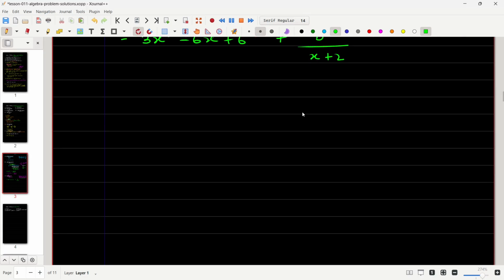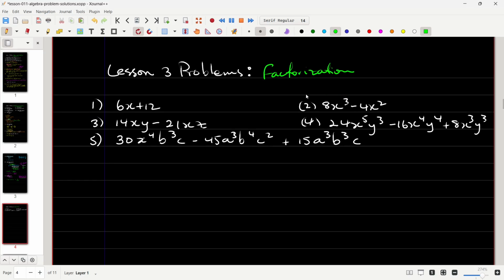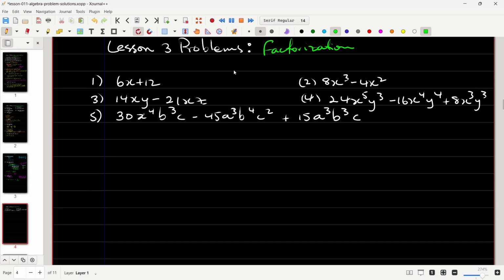Let's go on to the next and see where we're at. Lesson 3 is factorization. These factorizations are not going to take very long, so let's do them out. I won't hurry up. Let me take my time.